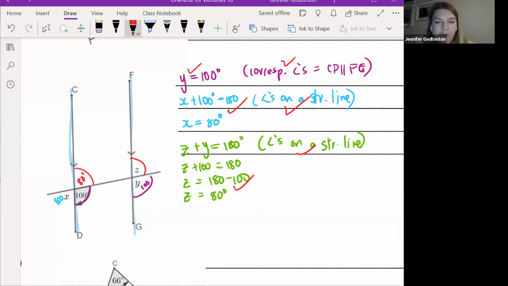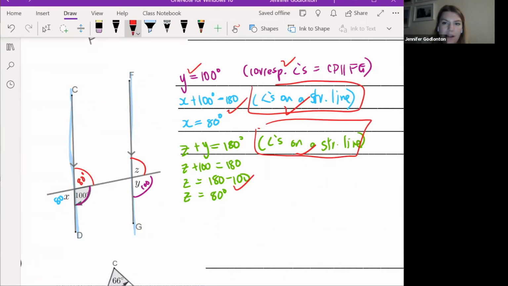Amber, did you do something different? I have a question, ma'am. Sure, ask away. Are we able to use angles on a straight line for these? Yes, yes. Both of these ones use angles on a straight line. Okay, I see. Thank you, ma'am. No problem.